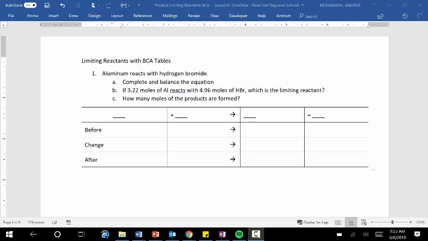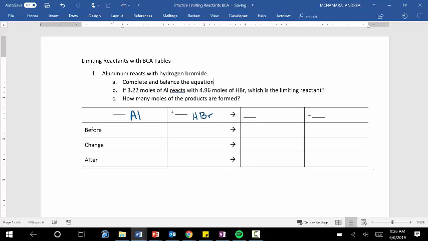So just like we've been doing with everything else, it always starts with a balanced chemical equation. So the first reaction here is that aluminum reacts with hydrogen bromide. So we have to finish and balance the equation. So we're going to have aluminum reacting with hydrogen bromide. I don't know why my lines are moving up on me there.